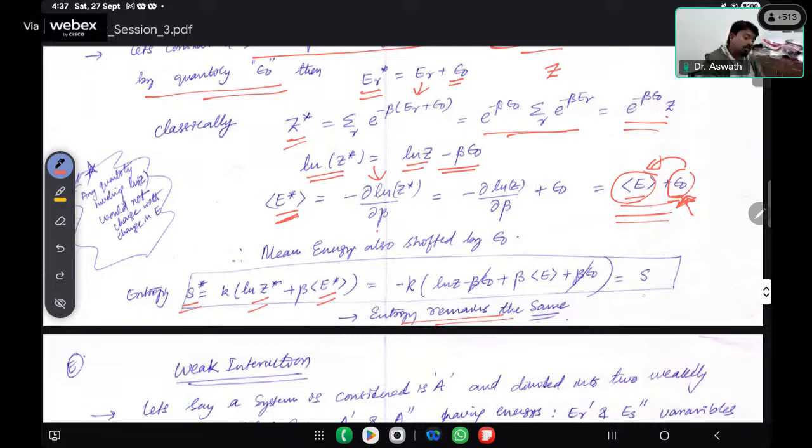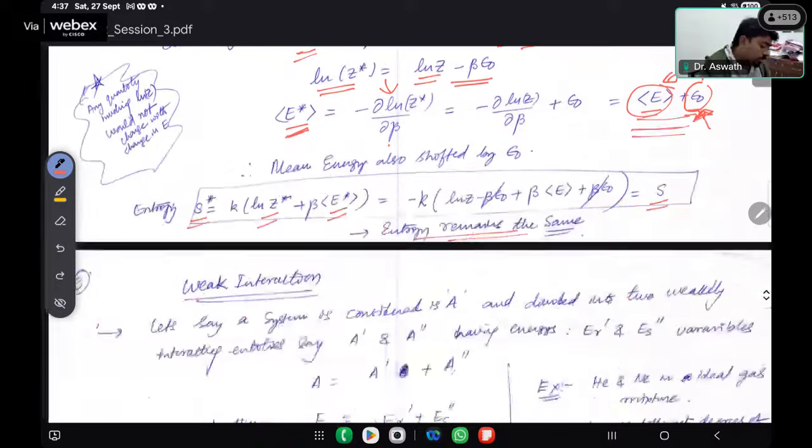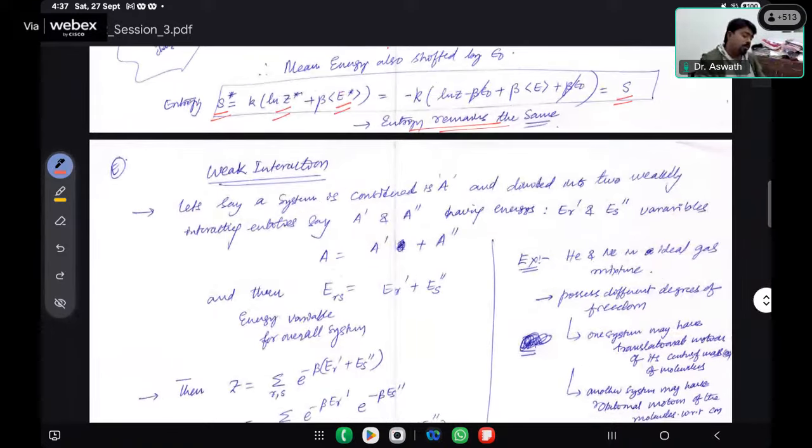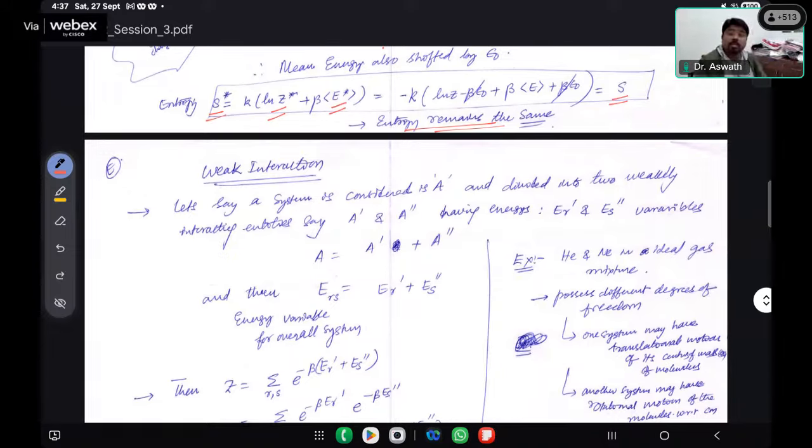Interestingly, what you see is entropy is remaining the same, which needs to be discussed. It is actually called the Gibbs paradox. I have it in my later slides, so we'll come to that.